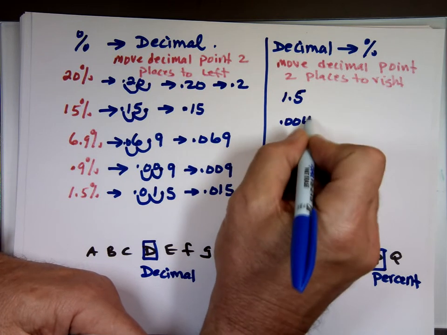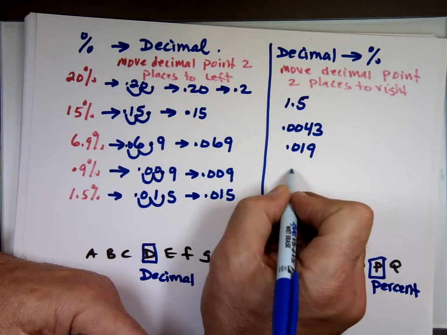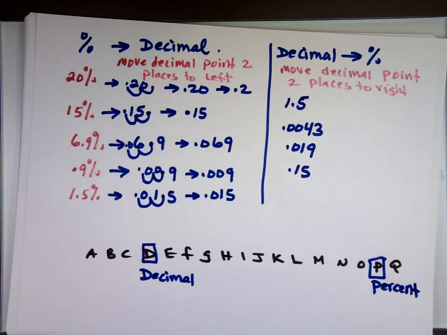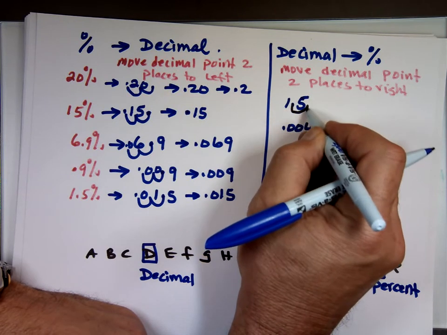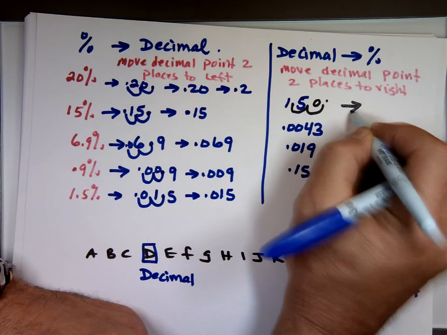0.0043, 0.019, 0.15. These are decimal numbers. I want to change them to percent. So I'm going to move the decimal point how many places? 2 to the right. And add the percent sign. So this becomes what?